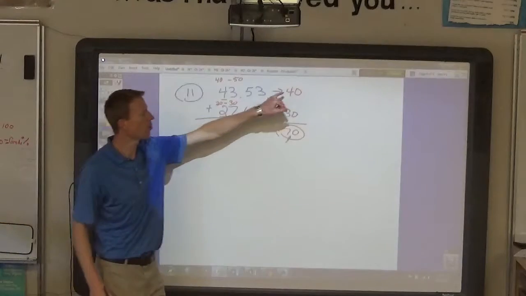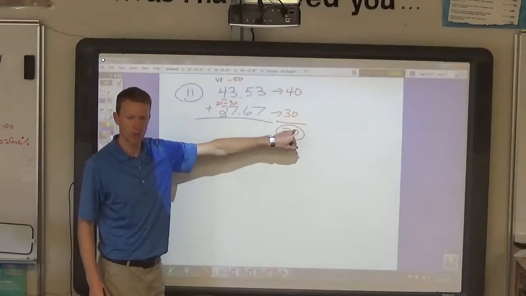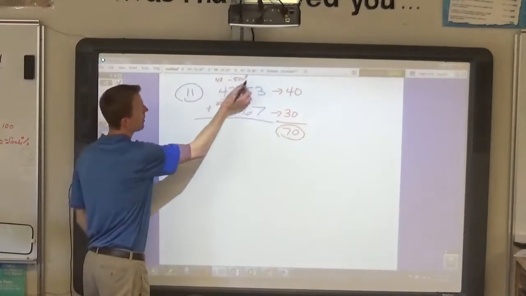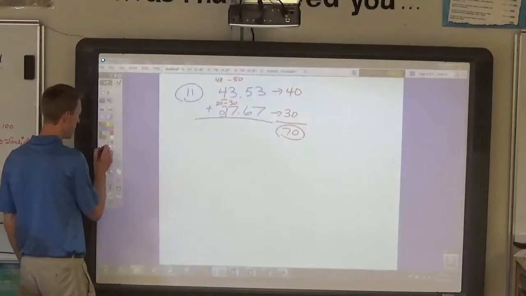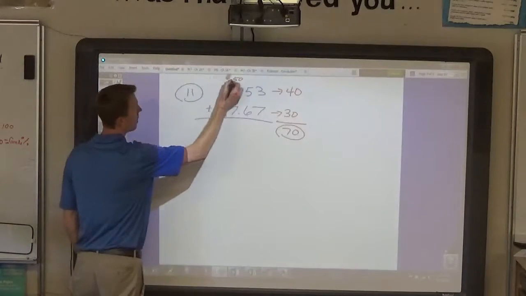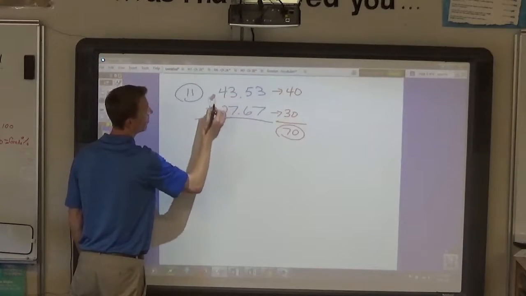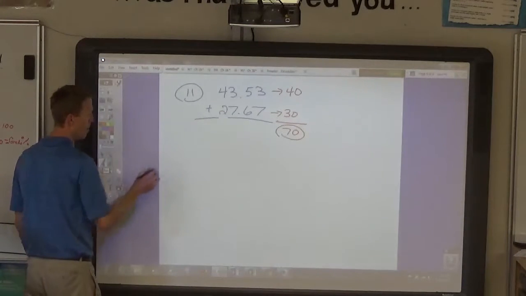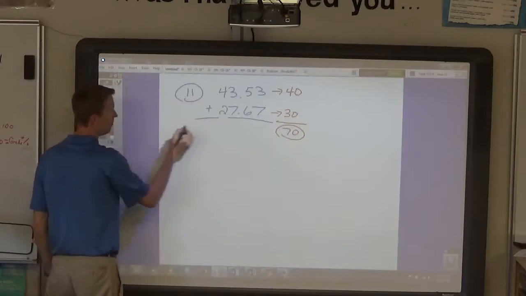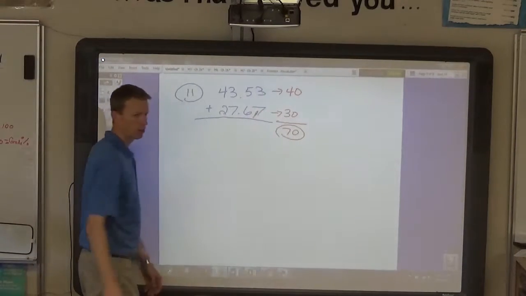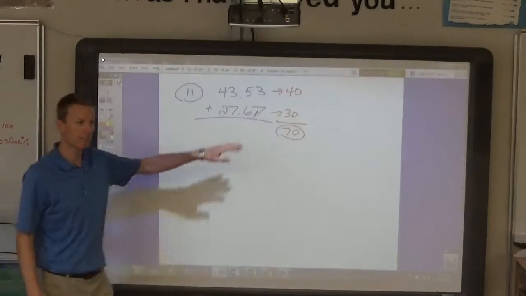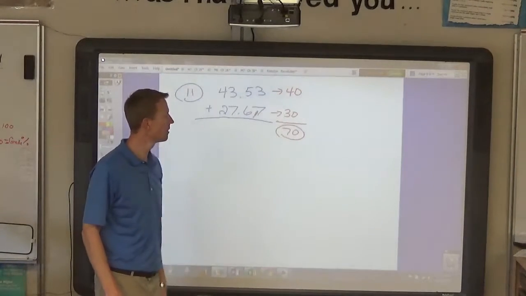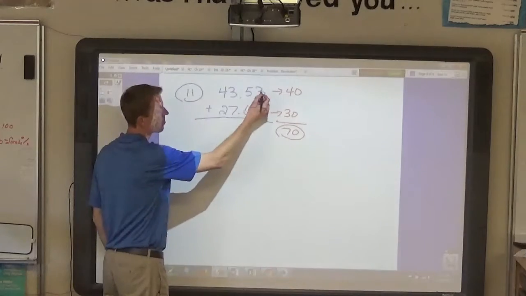And that's where I want you to write the estimate. It's just to the right of the problem. You don't have to write this. I'm just showing you what you would think when you're estimating. Keep that there. But do the estimate first. Whenever it says to estimate, do the estimate first. Round the numbers and then estimate. Then go back and find the answer.